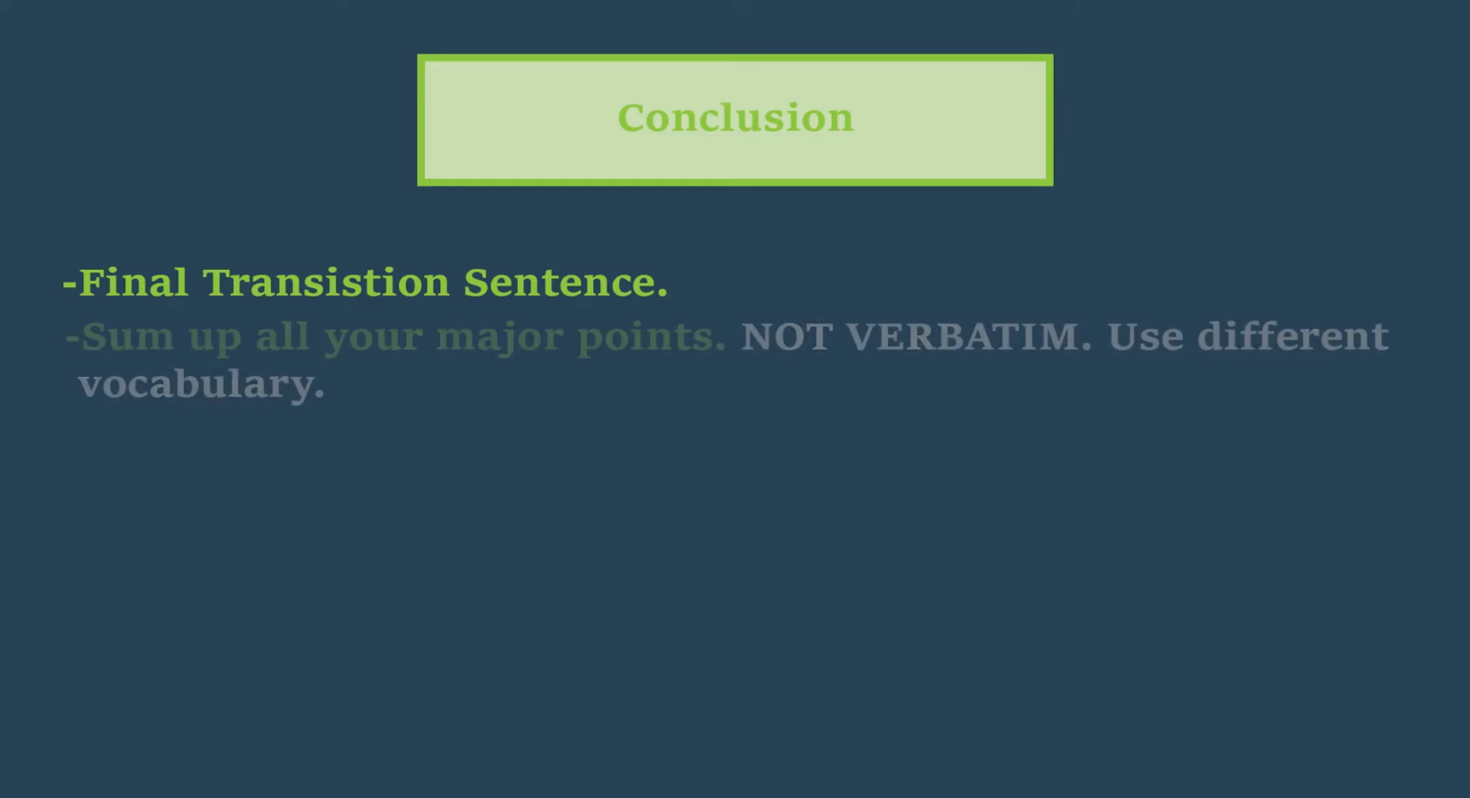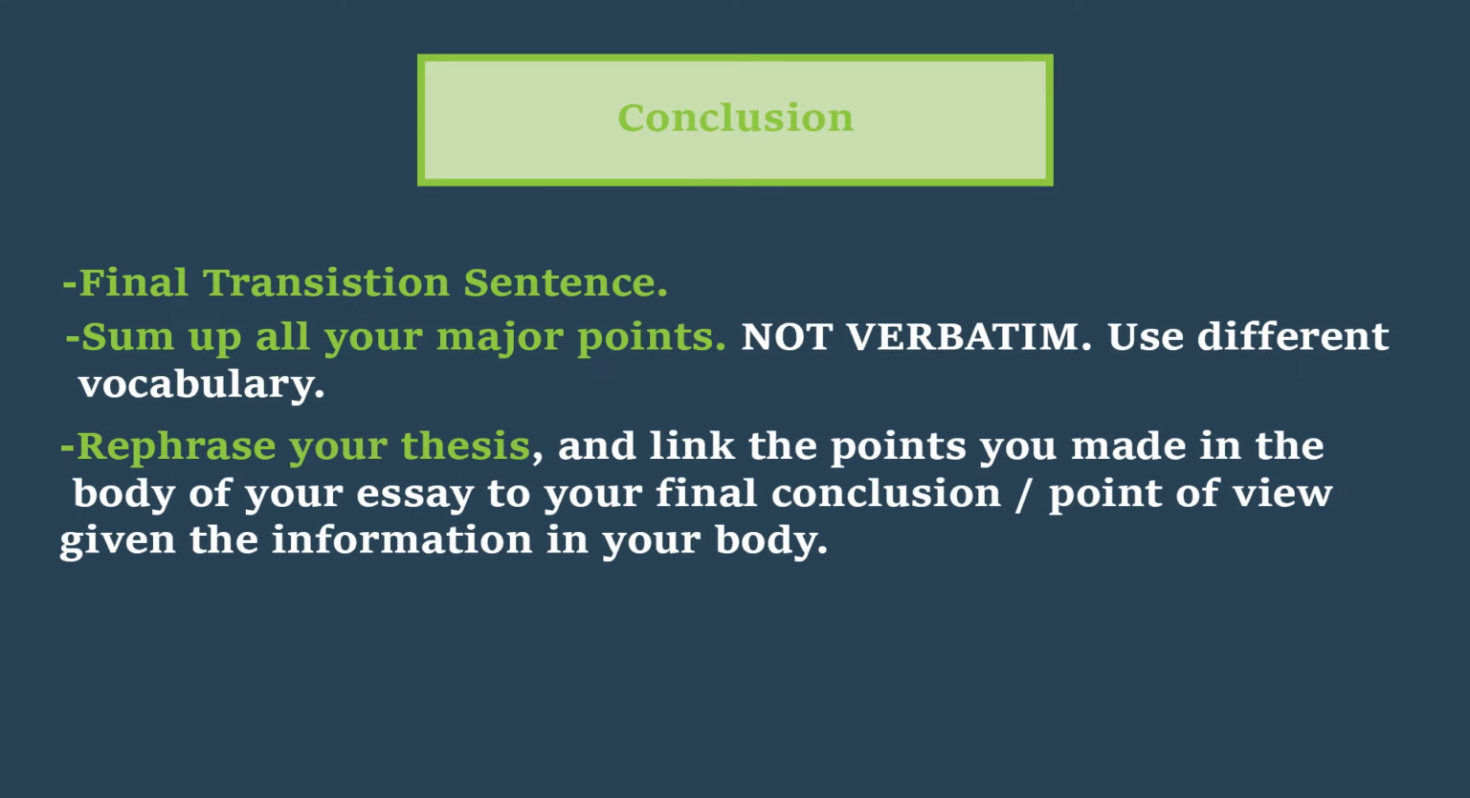So your conclusion will start off with your final transition sentence. In your conclusion, you want to sum up all your major points, not verbatim. You want to use different vocabulary and only the major points. You don't want to just rewrite your entire essay again in your conclusion. You just want to touch on the major points to kind of bring it back up into the mind of the reader so that you can effectively rephrase your thesis and link the point you made in the body of your essay to your final conclusion or point of view, given the information in your body.